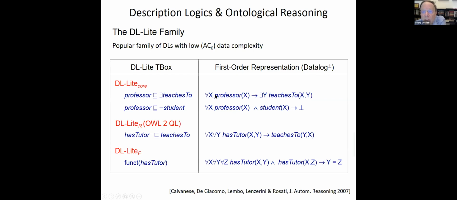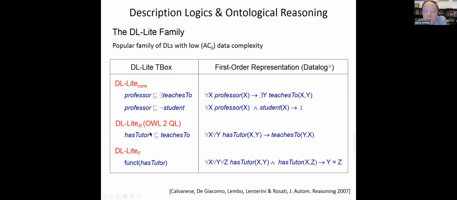So this rule here translates to: for each x, if x is a professor, then there exists some y such that x teaches to y. Not always true, but let's assume it's true. And professor included in not student just means each professor is not a student. This is also not true in practice, but assume that there's such a rule at the university. If x is a professor and x is a student, then there's an error.